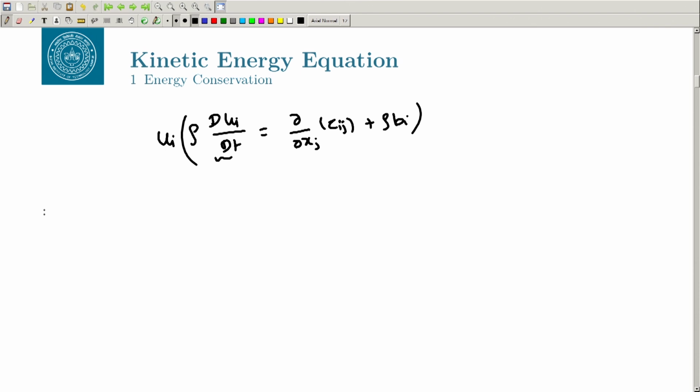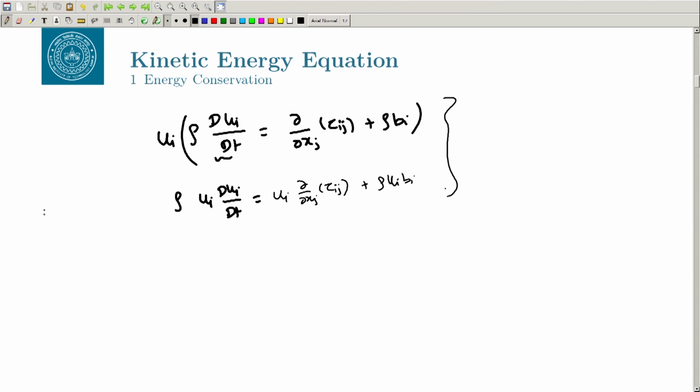As we have been discussing, in the Einstein notation, when there is a repeated index, it automatically means summation also. So, you can write it as rho u_i du_i/dt, which would be u_i ∂/∂x_j of tau_ij plus rho u_i b_i, right. So, this is in your tensor form.